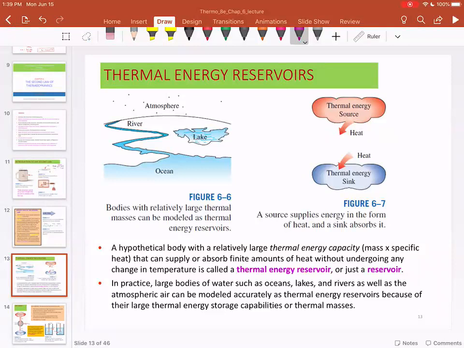Why do we need reservoirs? Reservoirs are needed so that we can apply the thermodynamic principles, the temperature scales, and the limits, and derive the expression for efficiency in terms of temperature differential.